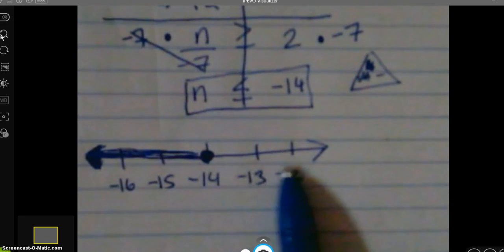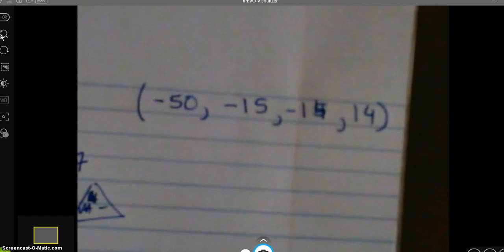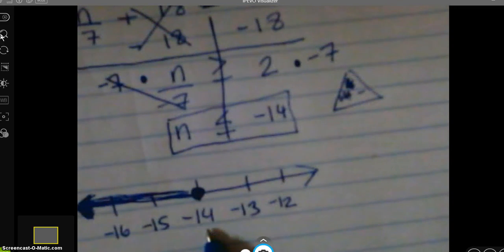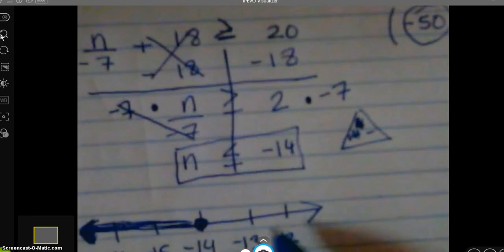So none of the answers over here are shaded, so none of these answers can be correct. Okay, so let's look here. Negative 50. Well, that would be way down here, so that's definitely in the shaded area. Negative 15. That's definitely in the shaded area. Negative 14 is in the shaded area because we shaded the dot. And then 14. Well, 14 is positive, so that's over here, so that's not shaded.